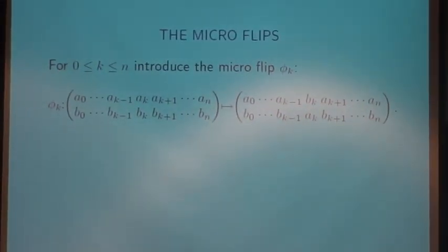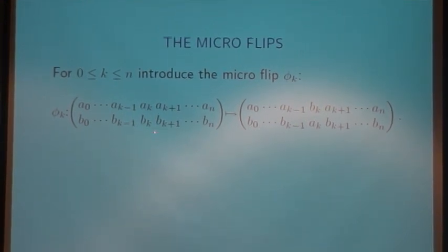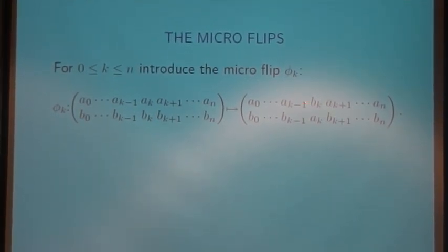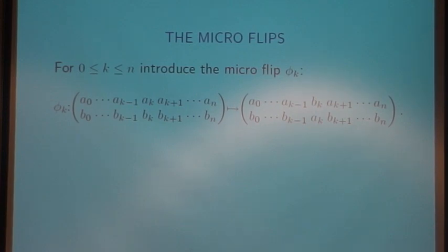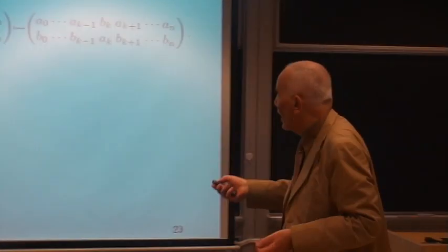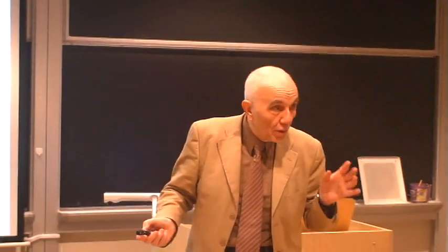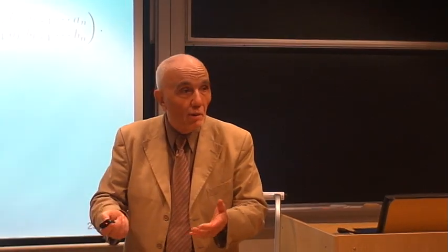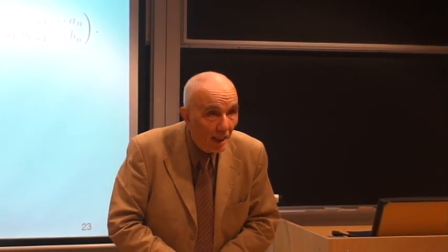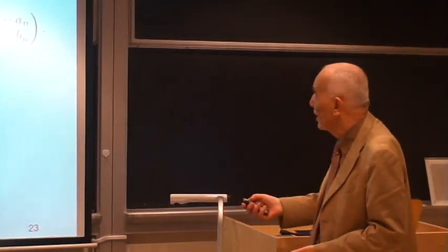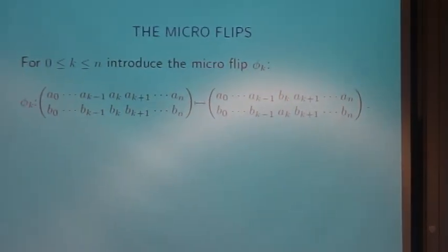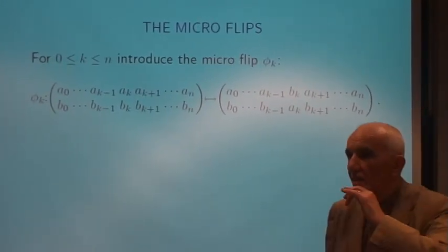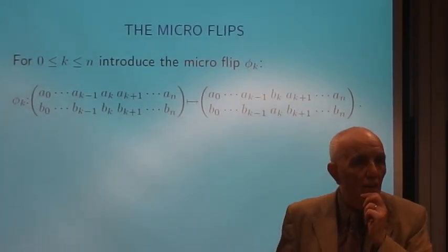Now we are going to play a game. We can act on each doublet by permuting the kth row, and let's call it a flip, a microflip. So we have an action on all permutations by those microflips. It's obvious that all those microflips commute. A microflip means that we permute the two entries in the column number k.